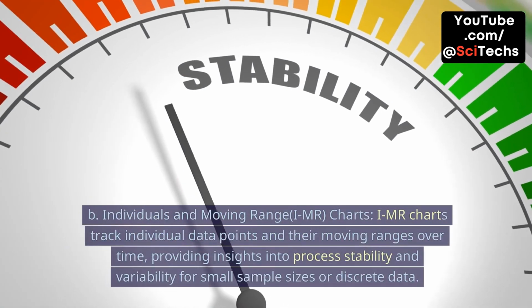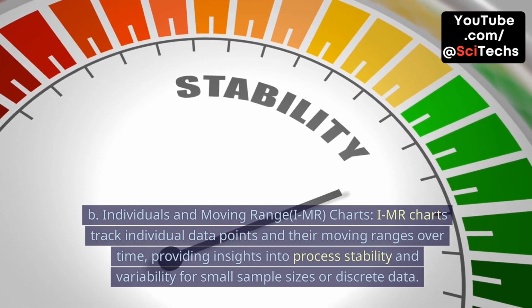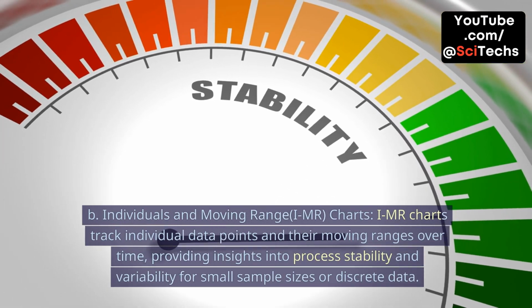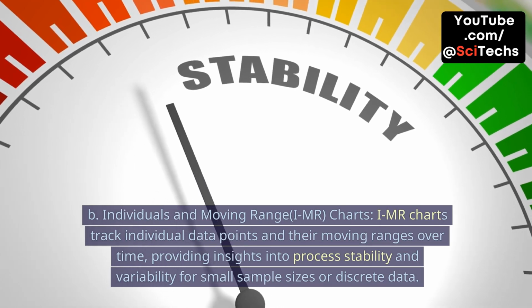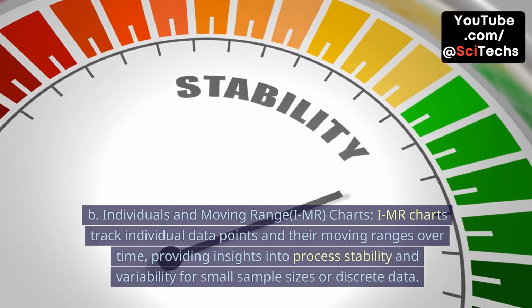B. Individuals and moving range (I-MR) charts. I-MR charts track individual data points and their moving ranges over time, providing insights into process stability and variability for small sample sizes or discrete data.